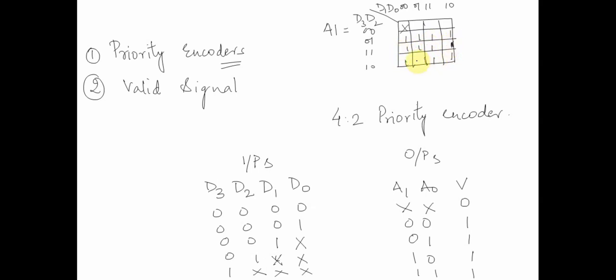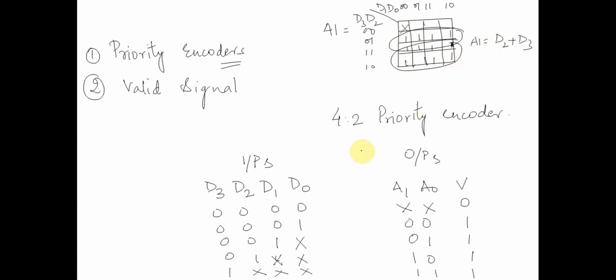So this is the equation of my priority encoder, and if we do a K-map, these will be the two terms, which means my A1 would become equal to D2 plus D3.